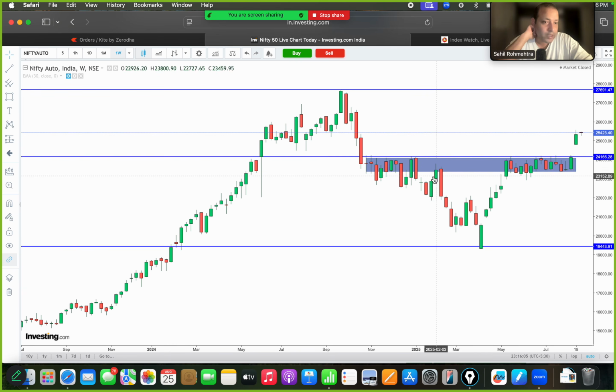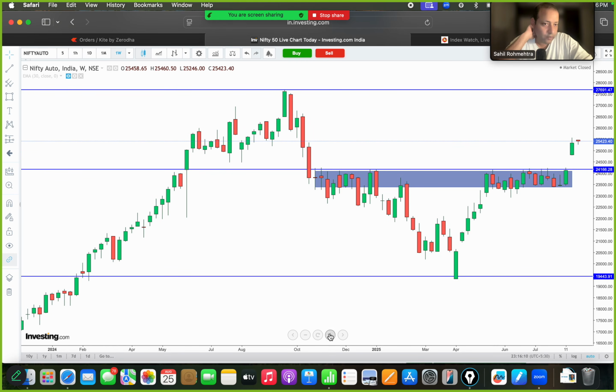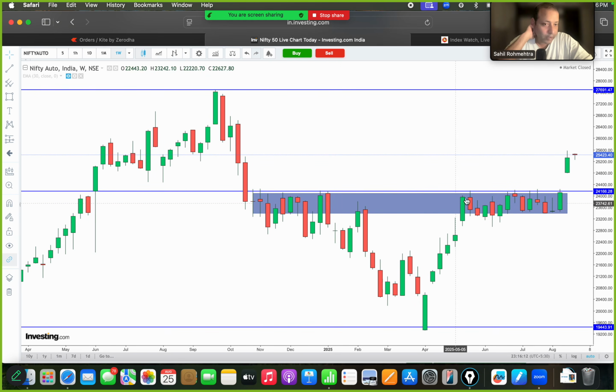Now we have understood that this was the zone of resistance. When we zoom in a little bit further, we will see that the market not only broke this resistance, it broke it with a full gap, and this becomes all of a sudden very bullish.